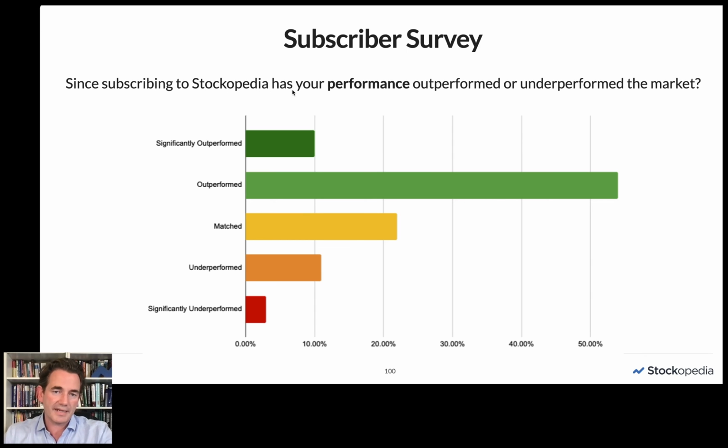Since subscribing to Stockopedia, has your performance outperformed or underperformed the market? And you can see here that, I think it's about 65% of people say that they have outperformed or significantly outperformed the market, and matched 23%, with only about 3 or 4% saying they've significantly underperformed. Now, I would say that is a fantastic outcome for people who are using these kind of ideas to bring more discipline into their investment results.